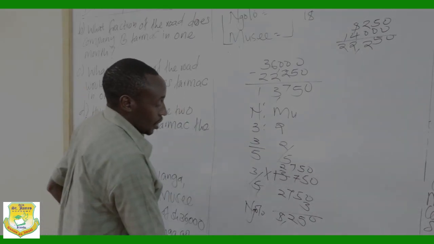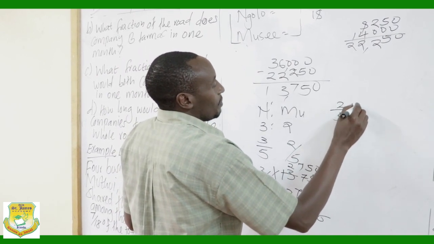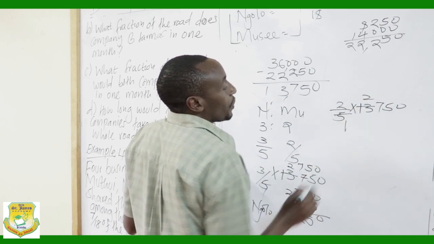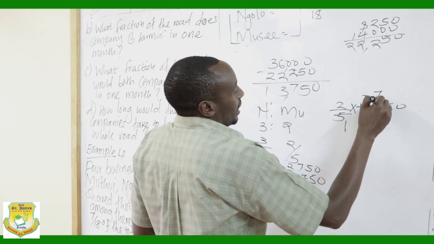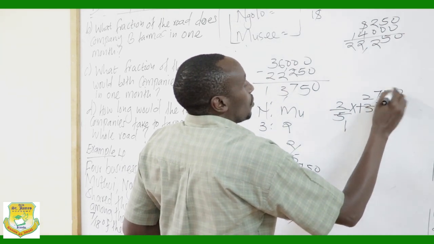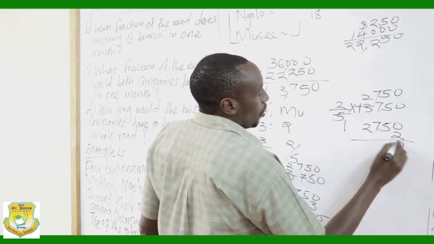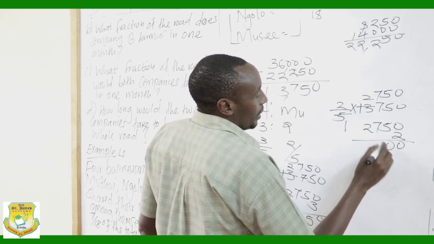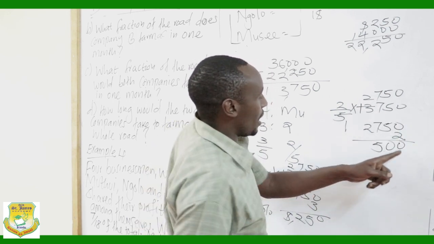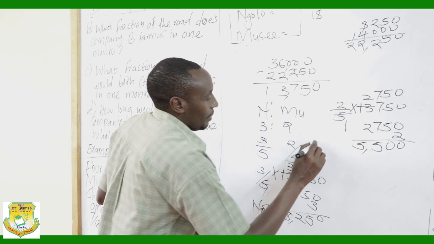While the last one, the remaining amount, is 2 over 5 times 13,750. By 5, 1, by 5, 2, remainder 3, that is 2,750. So it is 2,750 times 2, which is 5,500. So Mzee got that amount.